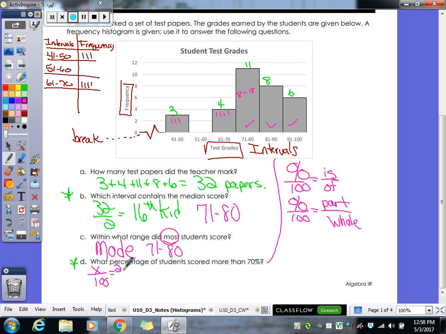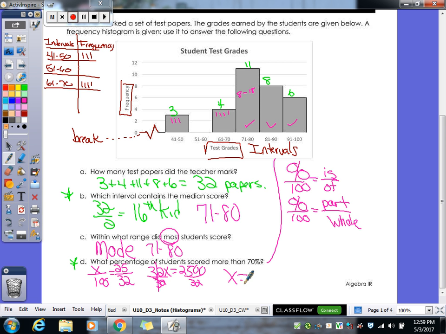The part of the kids that scored above a 70 was 25. The total number of kids is 32. And then we're going to just cross multiply and divide. You guys remember that? 32x equals 2500. Then divide both sides by 32.